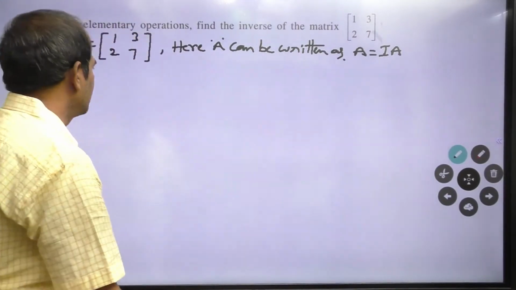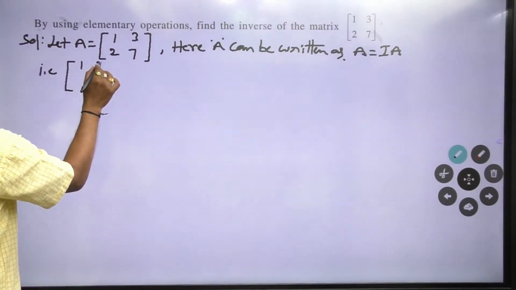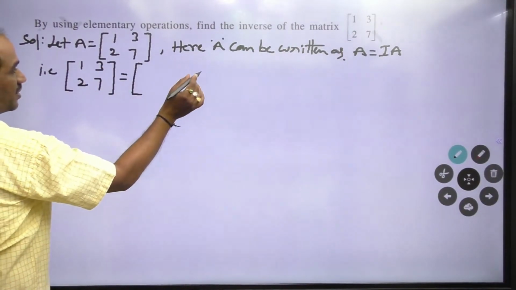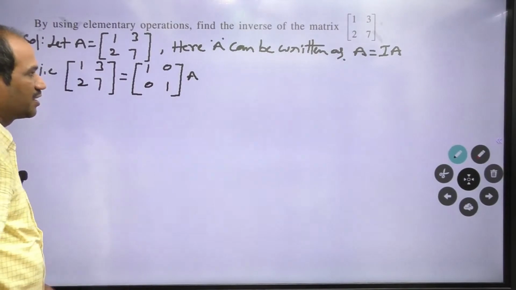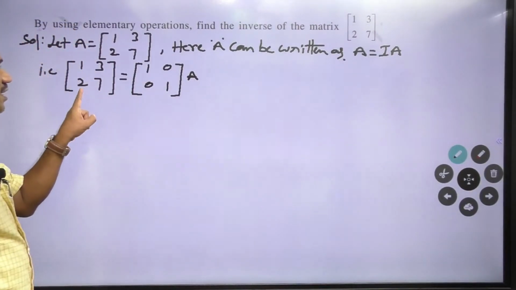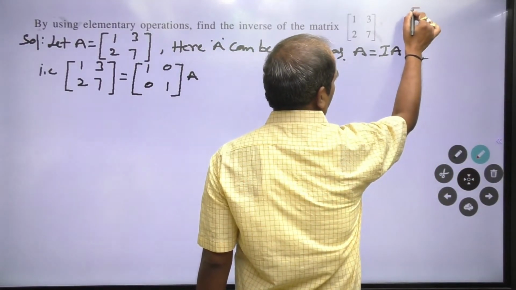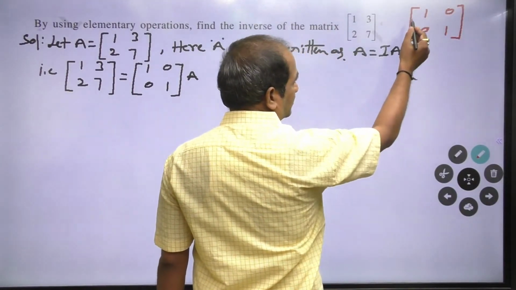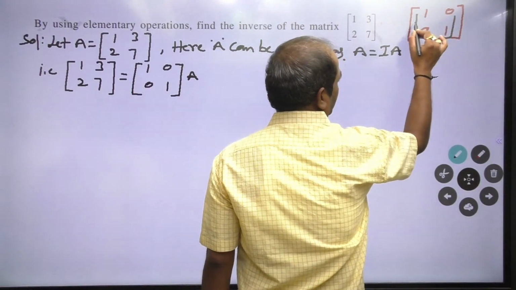Next replace the A matrix: 1 3, 2 7 is equal to the identity matrix I, that is 1 0, 0 1, into A. Don't write the A matrix there, write only A. So here we are converting this matrix into the identity matrix, in this direction, 1 0, 0 1.